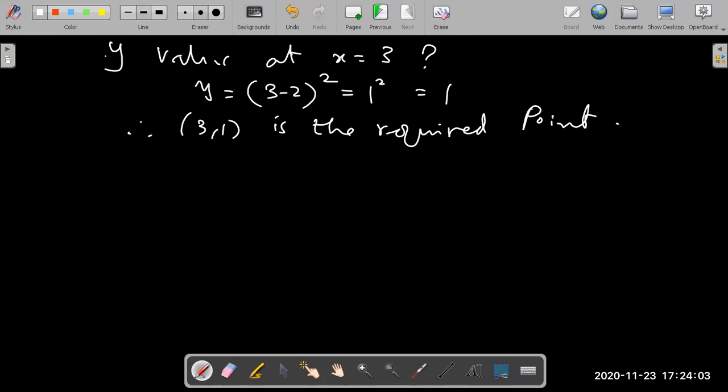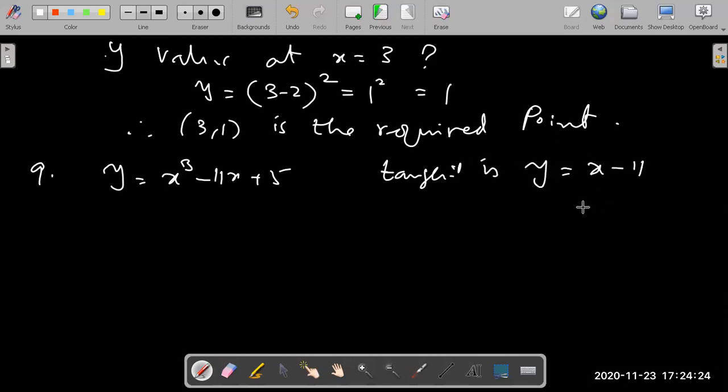9th question is find the point on the curve. Pretty much similar. So we have y is equal to x cubed minus 11x plus 5. In this case, it's at which the tangent is y is equal to x minus 11. So he has given the tangent equation. That means the slope of this tangent is 1. So slope of tangent is 1.